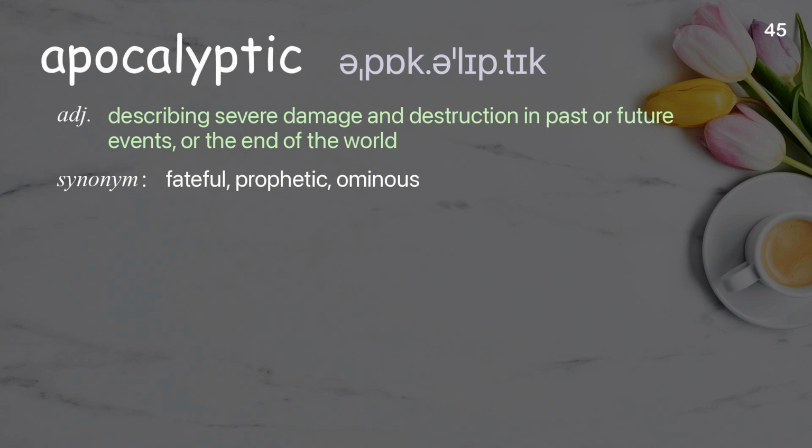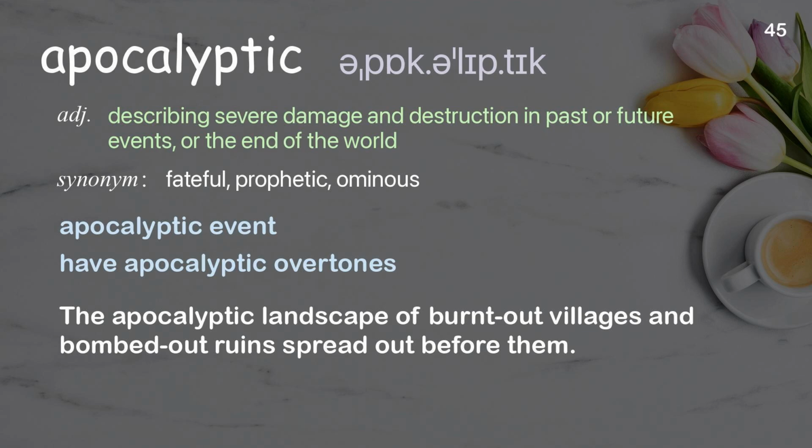Apocalyptic. Describing severe damage and destruction in past or future events, or the end of the world. Examples: Apocalyptic event, have apocalyptic overtones. The apocalyptic landscape of burnt-out villages and bombed-out ruins spread out before them.